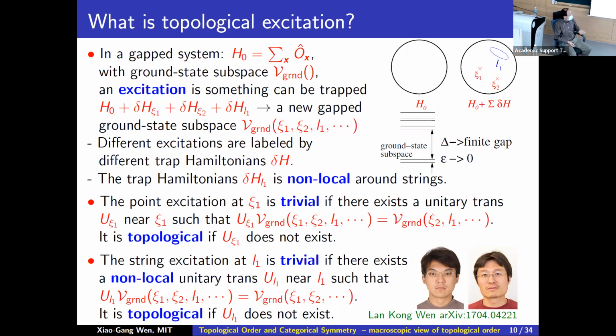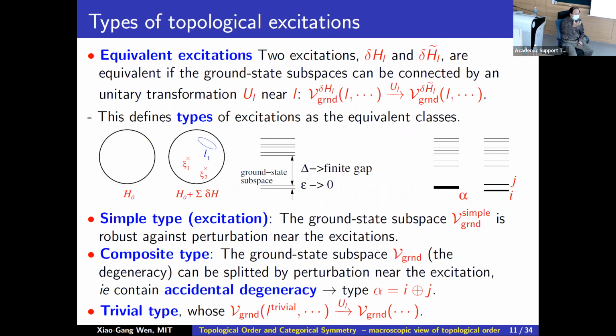This kind of notion gives rise to an equivalence relation. Suppose some excitation is non-trivial and cannot be rotated into a trivial one. Two non-trivial ones may be connected to each other by rotation. This gives us a meaning of type. If two traps can be rotated into each other smoothly without closing the energy gap, then we say these two traps define the same type of excitation. Originally, excitations are labeled by this delta H Hamiltonian, which is very non-universal, with a lot of parameters. But when you implement this equivalence relation, there are only a few types at the end. This is the so-called anyon type. This topological excitation type is defined this way, very carefully using traps.